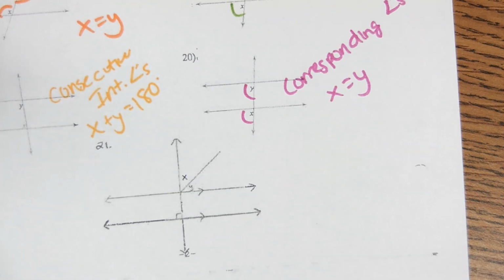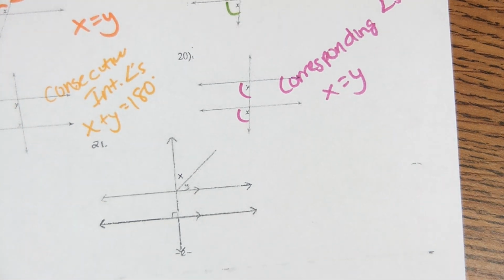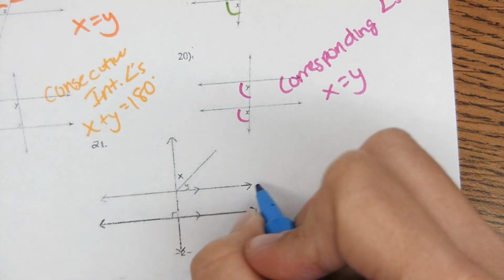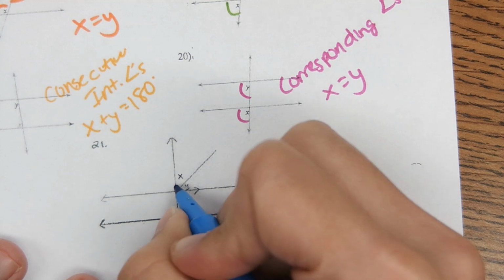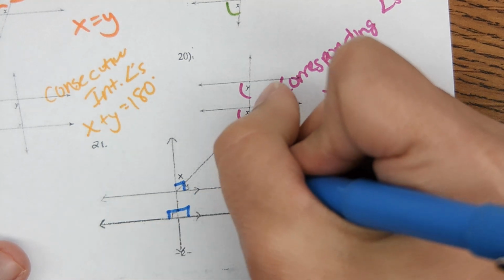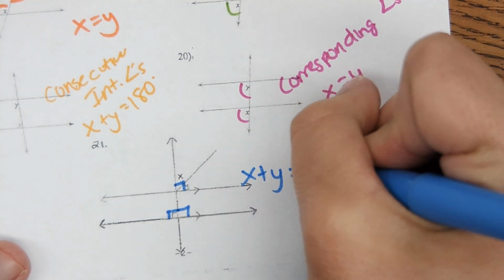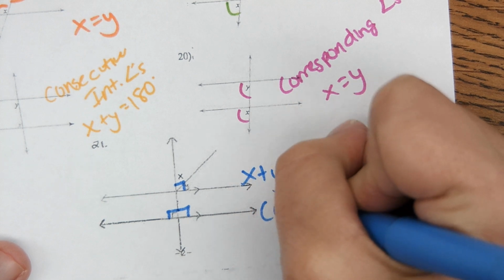And last but not least, 21, they did something a little bit different. They show that these two lines are parallel. They show this little box right here showing a 90-degree angle. This would be 90 degrees. This would be 90 degrees. So therefore, x plus y equals 90 degrees. They are complementary.